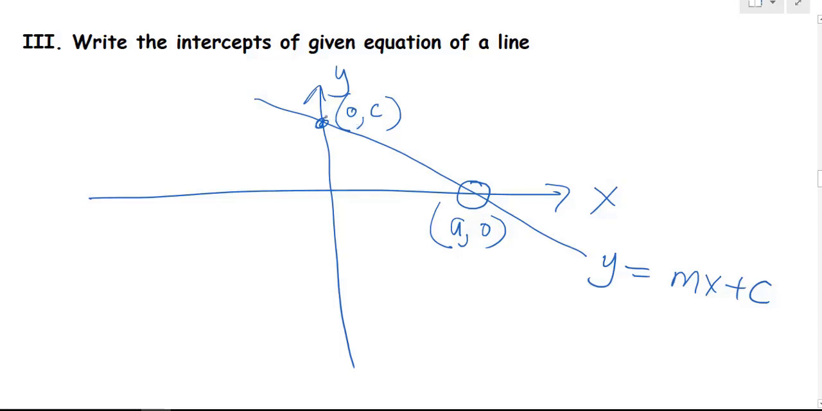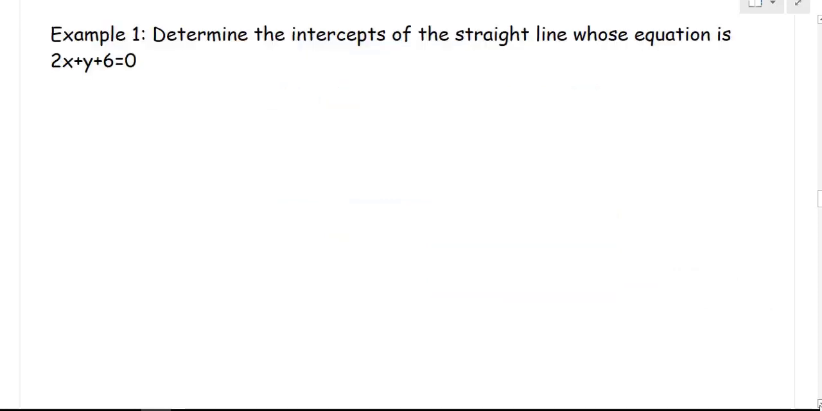Therefore, we learn this: at the y-intercept, the x value is equal to 0, whereas at the x-intercept, it will mean that the value of y is equal to 0. Our first example under this category is: determine the intercepts of the straight line whose equation is 2x plus y plus 6 equals 0. We first of all write the equation in the general form, where 2x moves to the right hand side, followed by plus 6. That would give us y equals minus 2x minus 6.